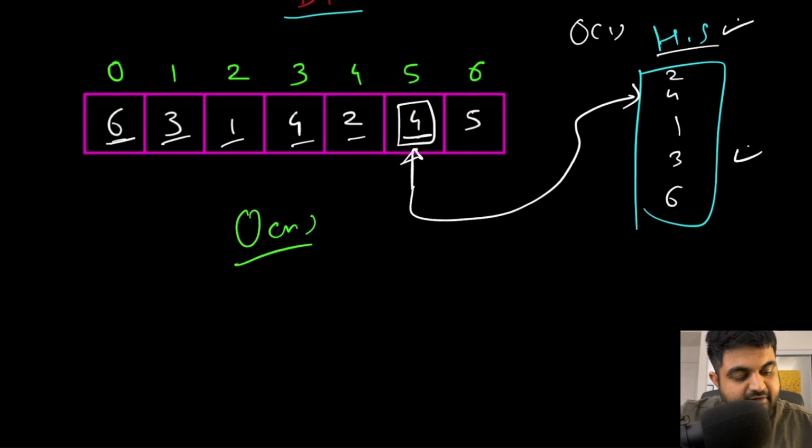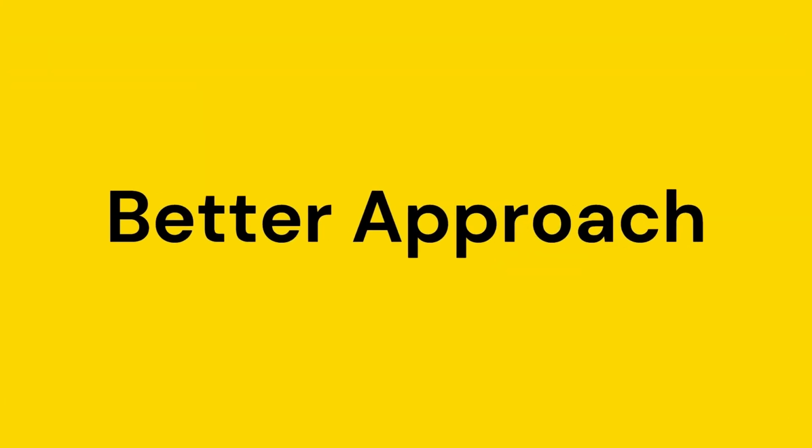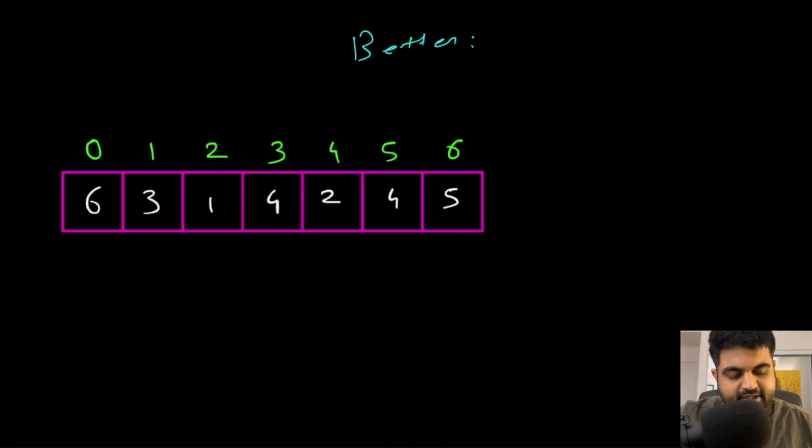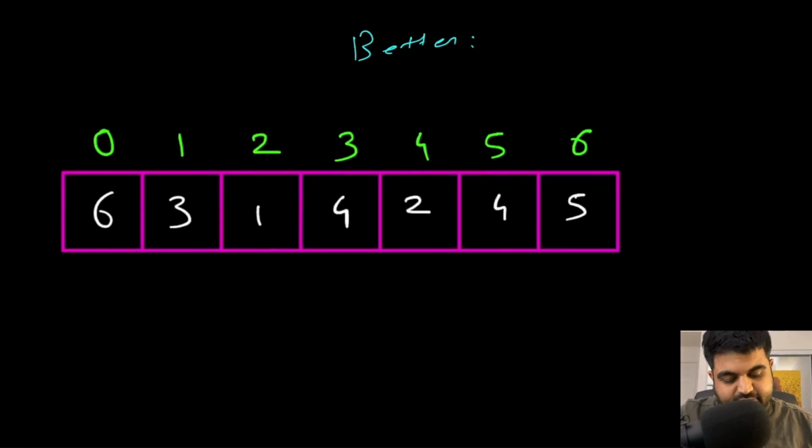But the issue is we are using an additional data structure to store the values of this existing array. So this is basically not allowed. Here the space complexity is going to be big O of n, so this is not a good solution. Let's see a better solution where we make changes to the existing array that we are given. I know that we are not supposed to do that, but this is one way where we can find the solution very easily.